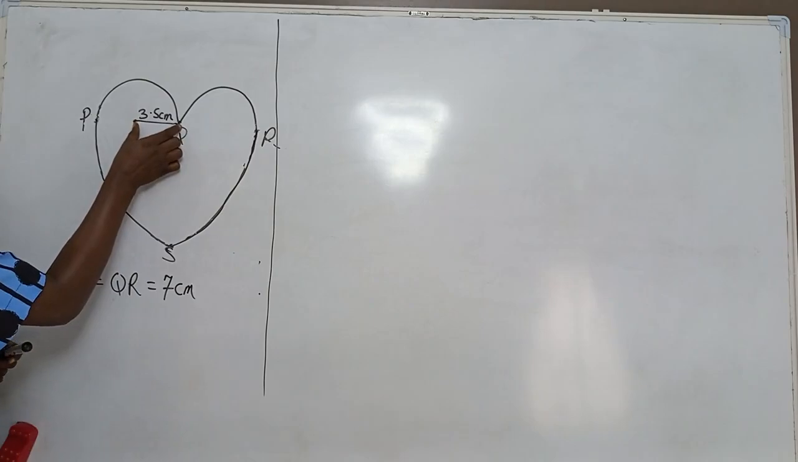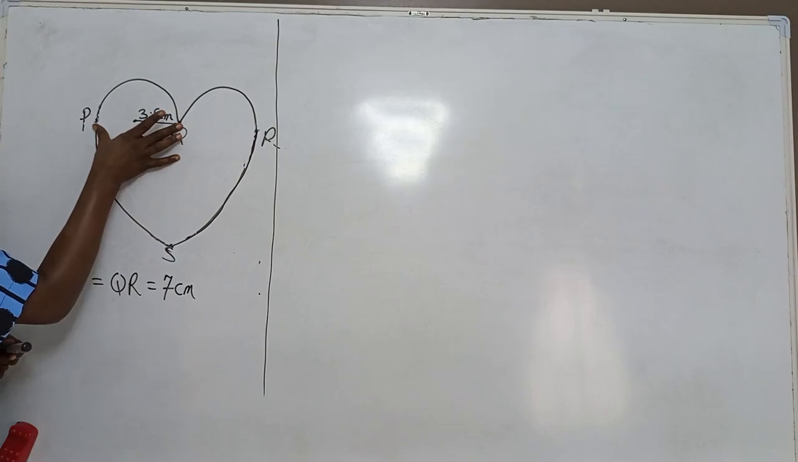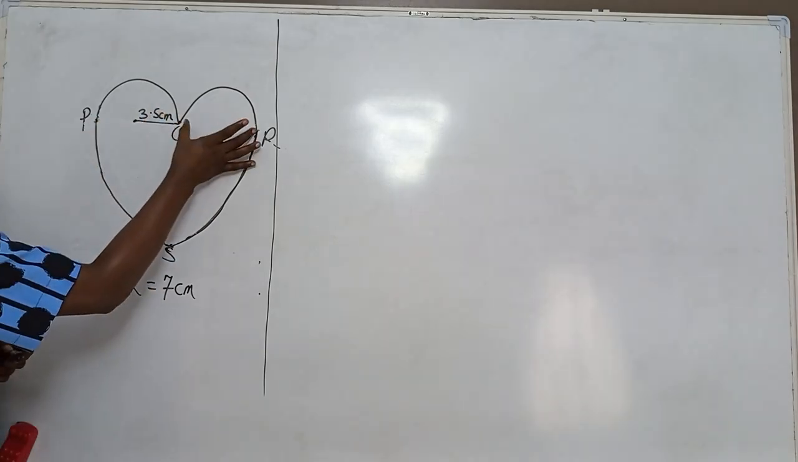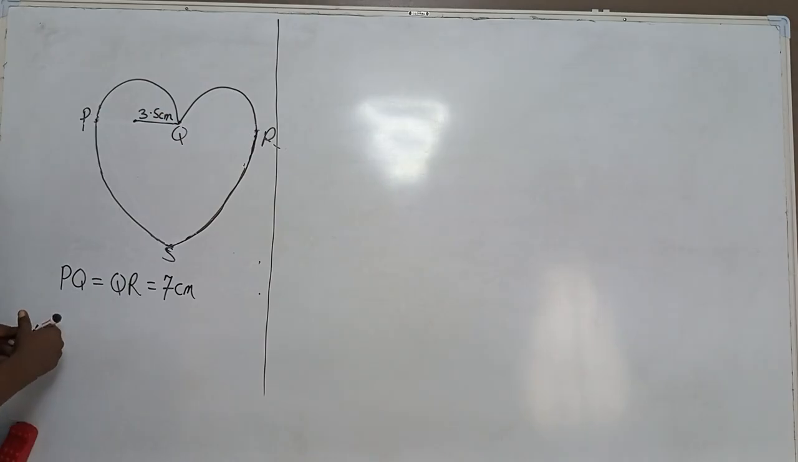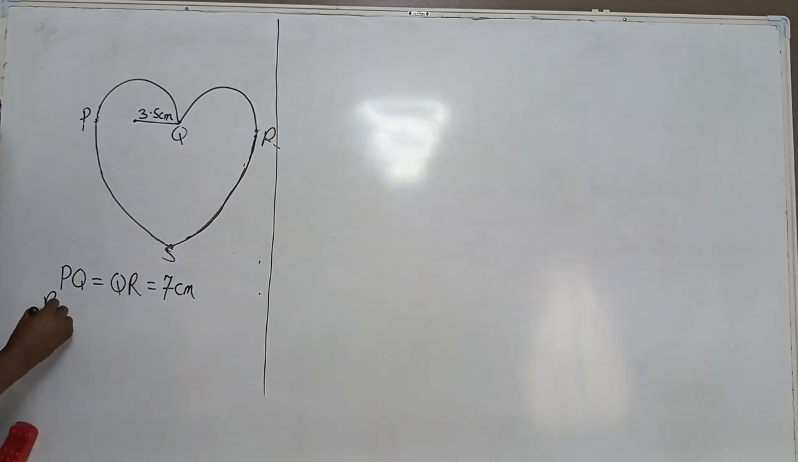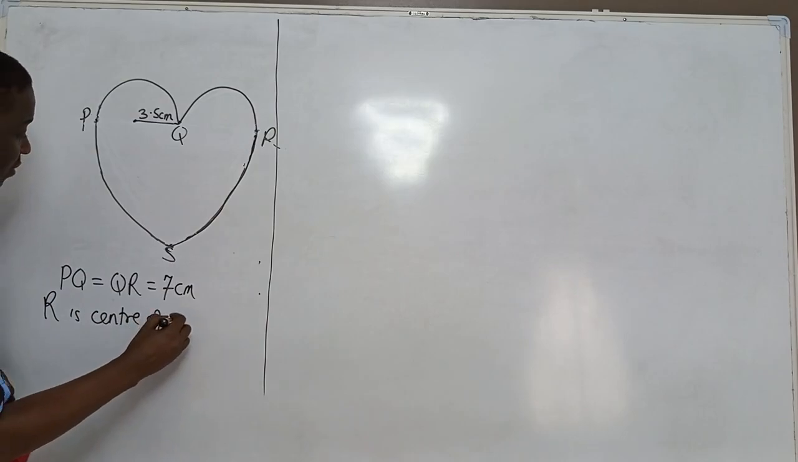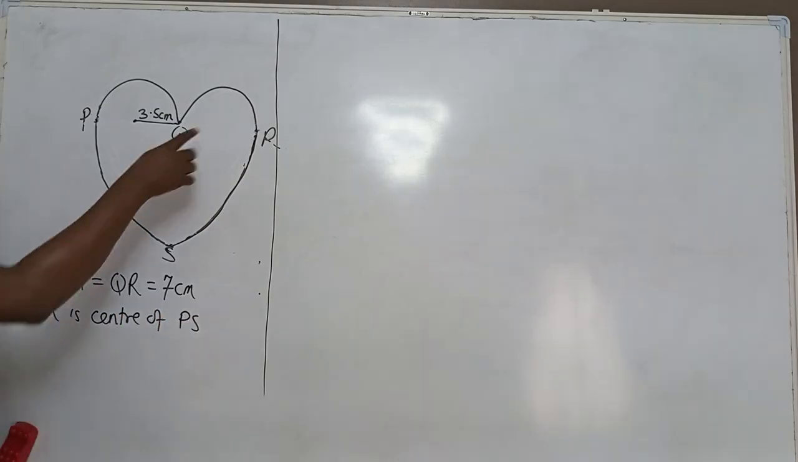I have known that the radius is 3.5. Here is 3.5, total is 7 centimeter, and here is also 7 centimeter. Now, knowing fully well that R is the center of PS, R is the center of PS.